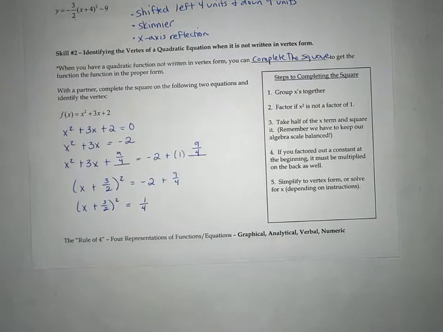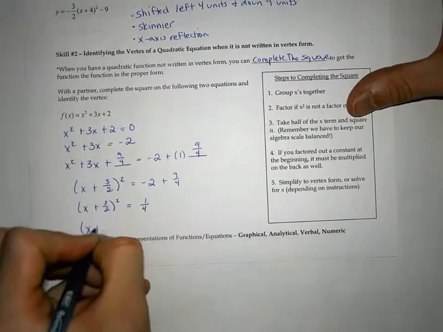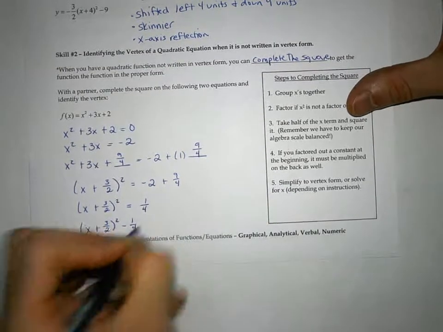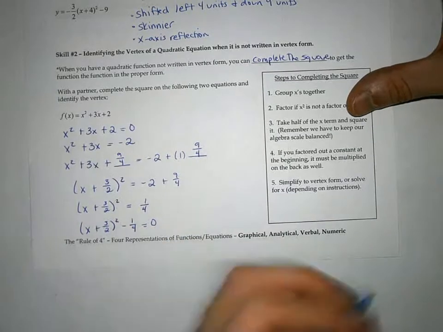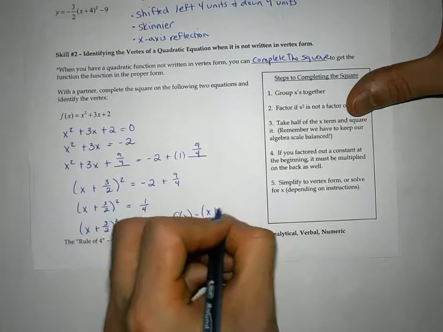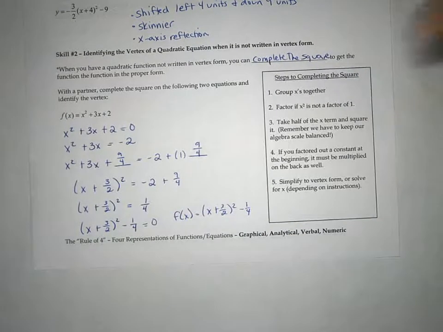And then finally, we want to get this back equal to 0 so we can put it back into f of x form. So this is x plus 3 halves, quantity squared, minus 1 fourth is equal to 0. And then I can write that as f of x is x plus 3 halves, quantity squared, minus 1 fourth.